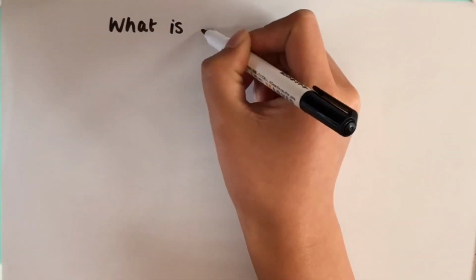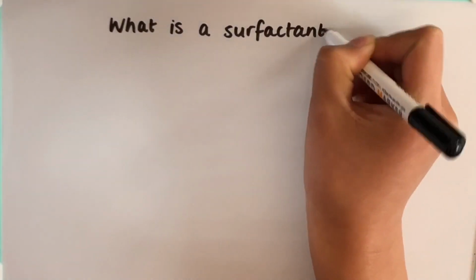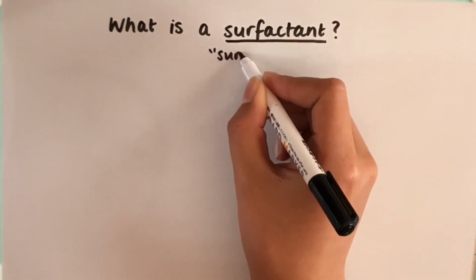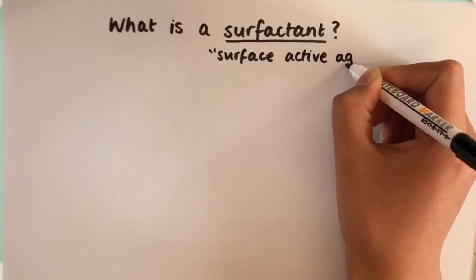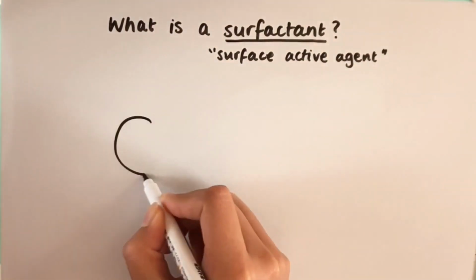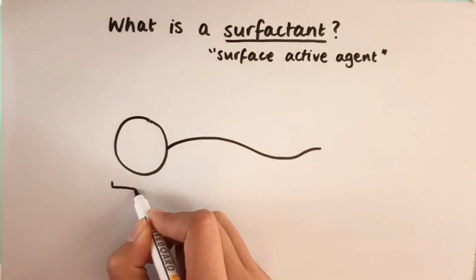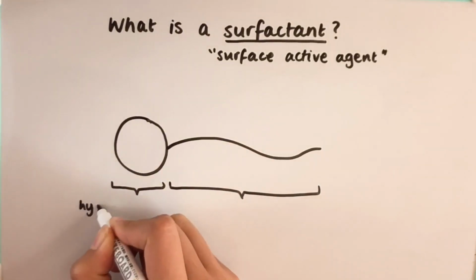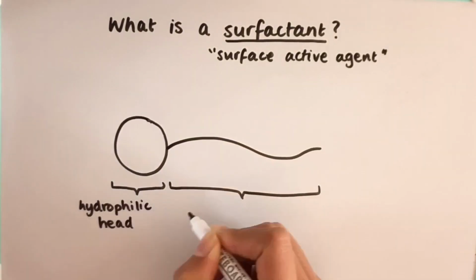Surfactants are molecules that reduce the amount of surface tension of a liquid. The name itself is a contraction of the words surface active agent. They are amphipathic. This means that they are made up of a polar head and non-polar fatty acid tail.